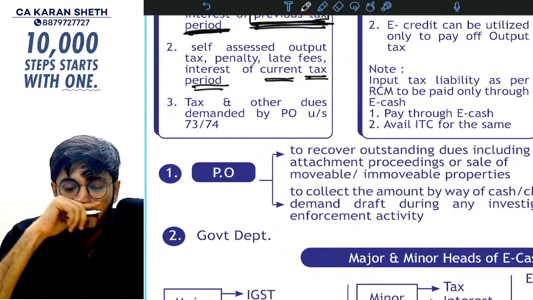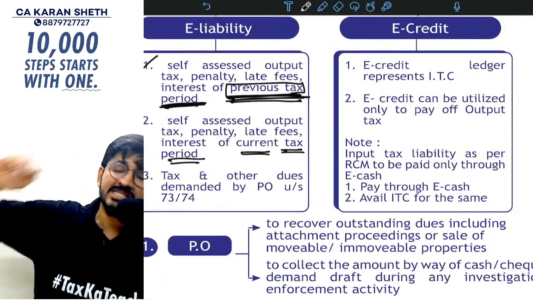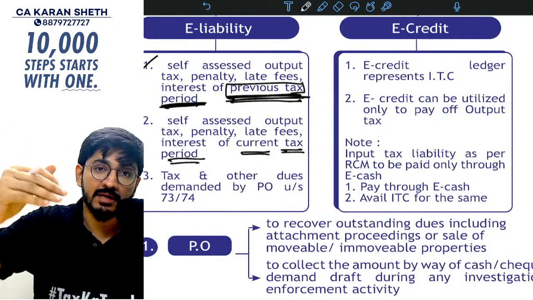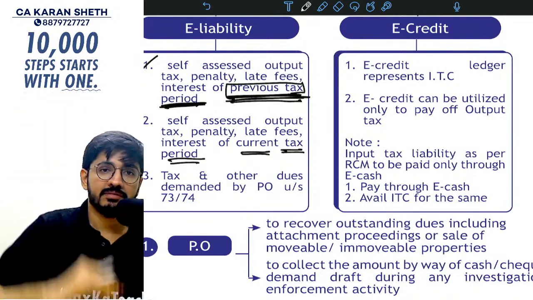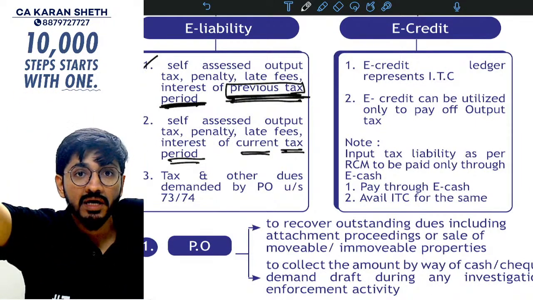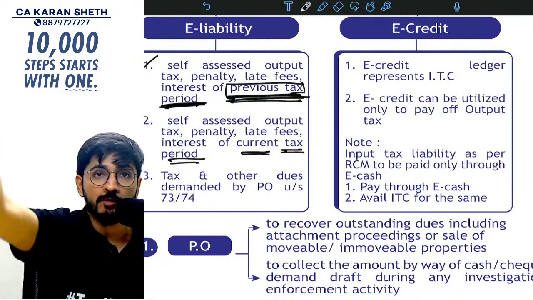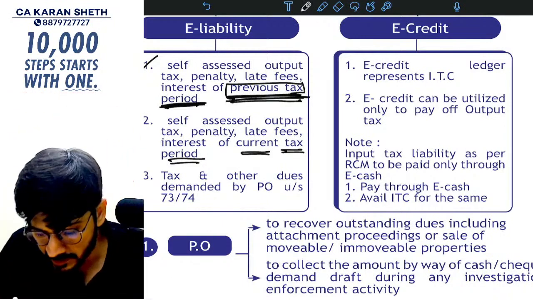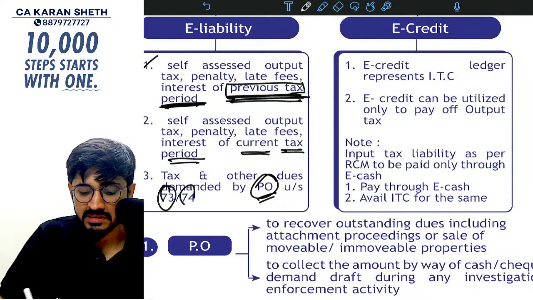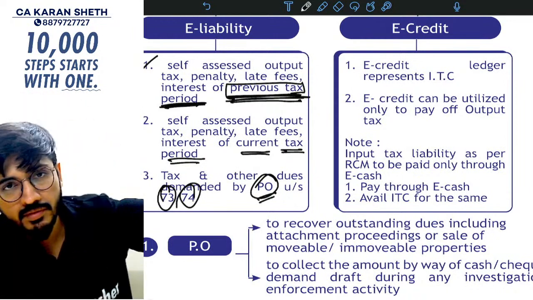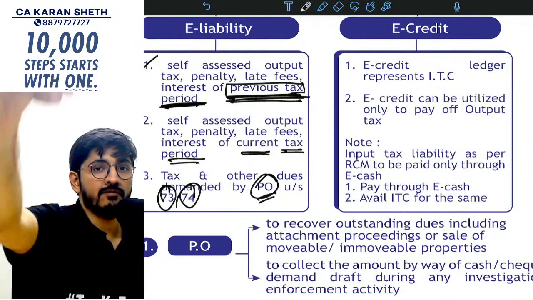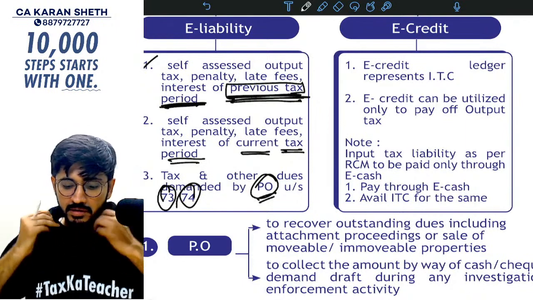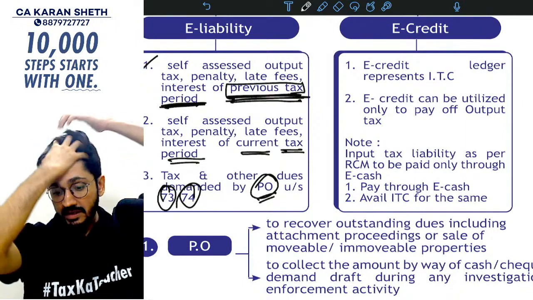And then it can happen that the liability that you've assessed earlier might have been short paid. So you were supposed to pay 10 but you've only paid 6. So then the proper officer can send you a demand notice under section 73 and 74. Is that very clear, my dear friends? Yes. That's how it is. Okay. So I hope that is extremely clear.